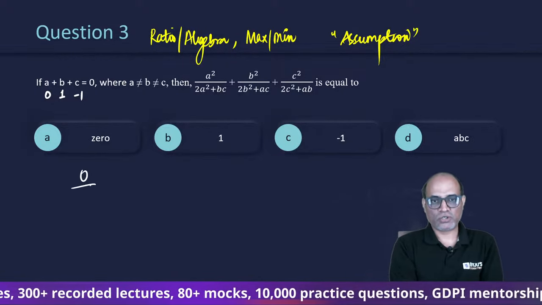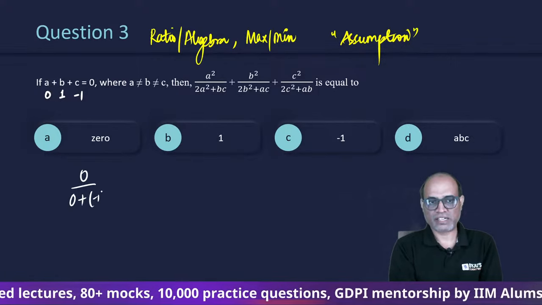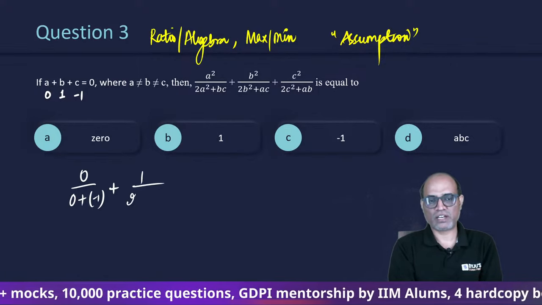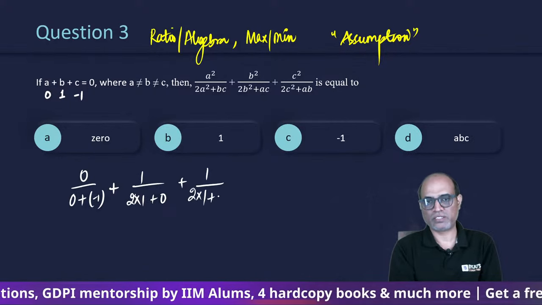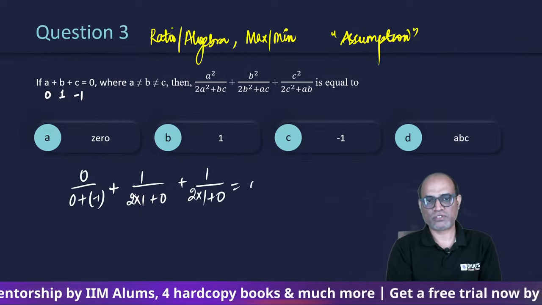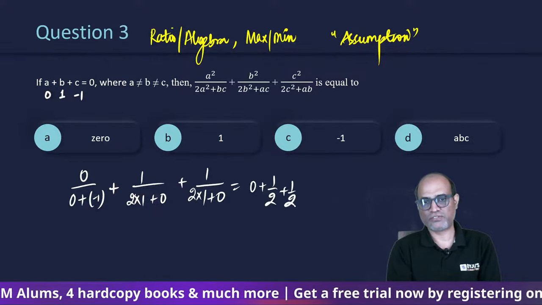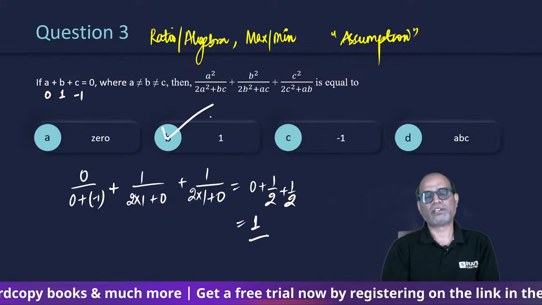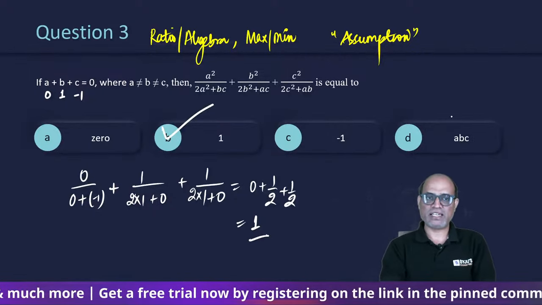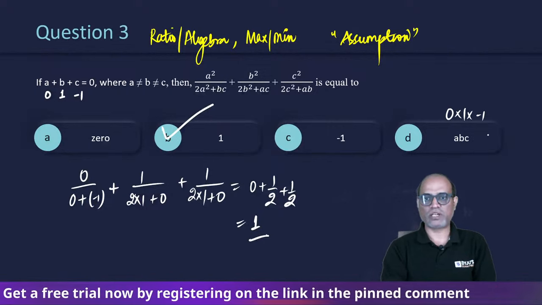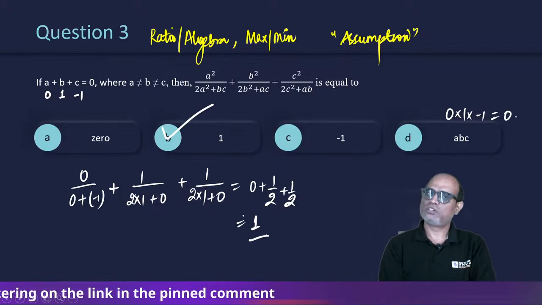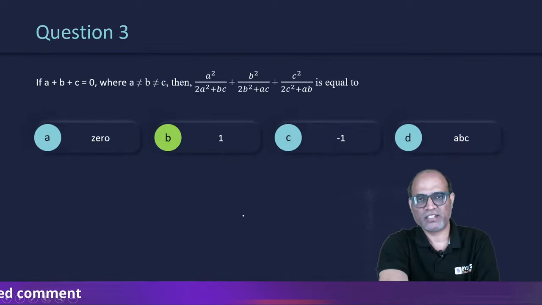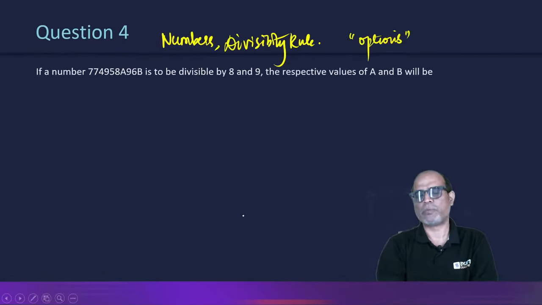a square is 0 divided by 0 plus minus 1, plus 1 divided by 2 into 1 plus 0, plus 1 divided by 2 into 1 plus 0. So this results in 0 plus half, that will result in 1. If I put a, b, c as 0, 1 and minus 1, this will result in a 0 and not 1. So D also cannot be the answer. So this is the answer, right? Plain assumption of the values. They have given us certain conditions, we'll follow them. I may feel like not following them too.